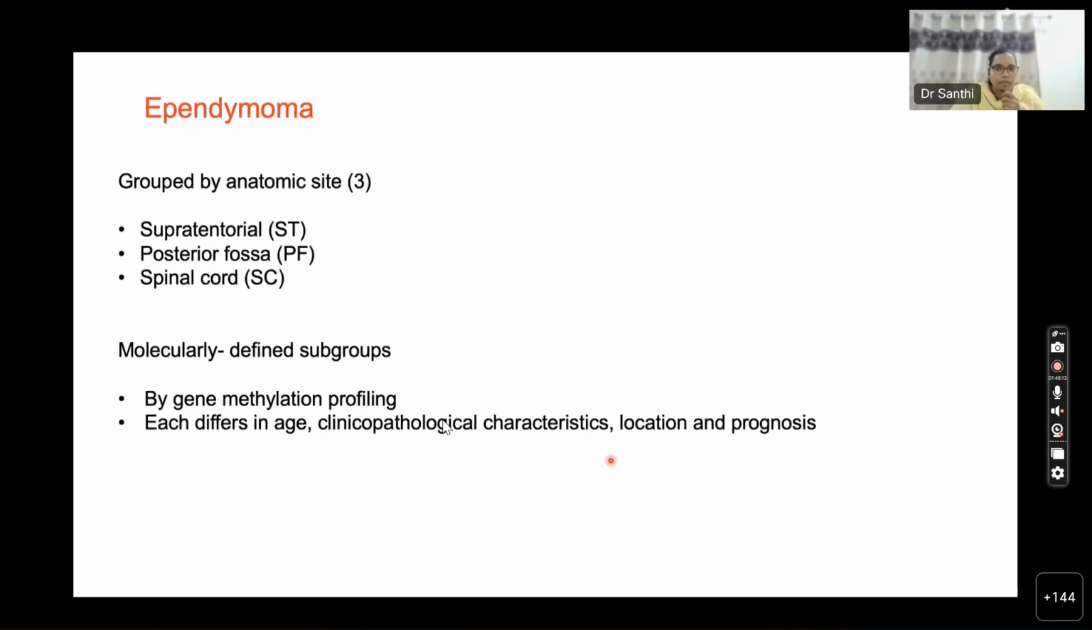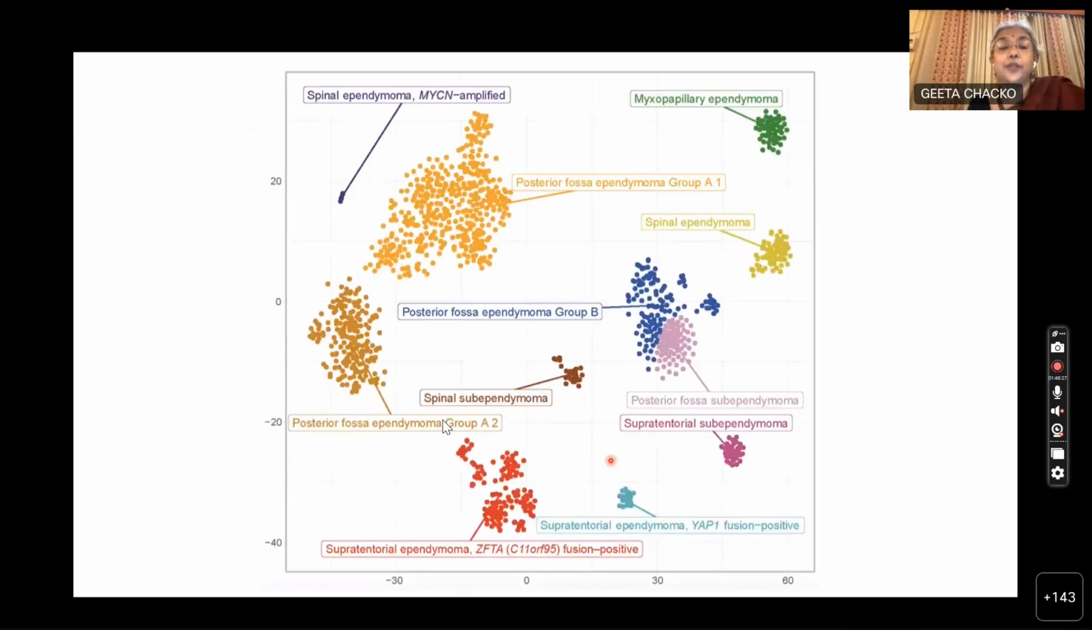So ependymomas now are grouped, like you rightly said, based on the anatomic site, whether it's supratentorial, posterior fossa, or spinal cord. And there are molecularly defined subgroups in each of them. By methylation profiling, the posterior fossa are group A and group B, and group A is further subdivided. And the supratentorial has the ZFTA fusion and the YAP1 fusion. One thing that you must remember is all three compartments, the supratentorial, the posterior fossa, and the spinal group, have the subependymoma as one of their tumor subtypes.